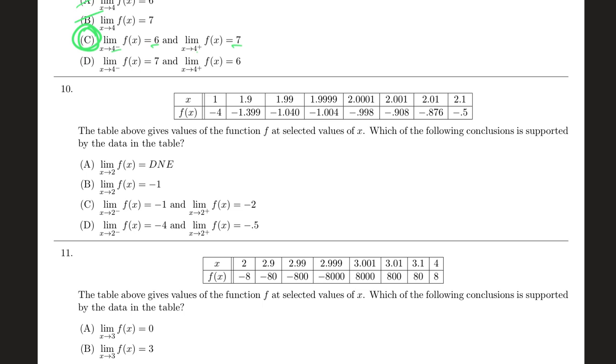Number 10, again, we're just looking for the same type of thing. What are our x values getting close to, and then what are the y values getting close to? Again, we're looking in the middle here because they're coming from two directions to meet in the middle at 2. In the bottom, all those numbers in the middle are getting close to -1. So our x is approaching 2, and our limit is the number -1. So B is going to be our answer.